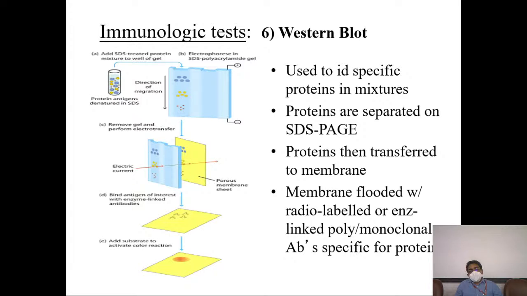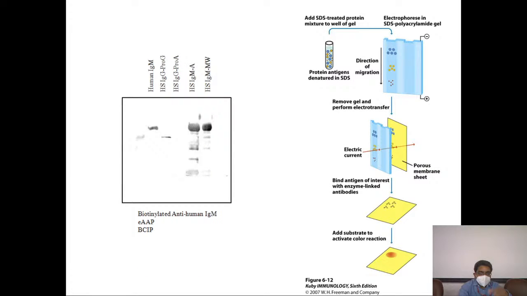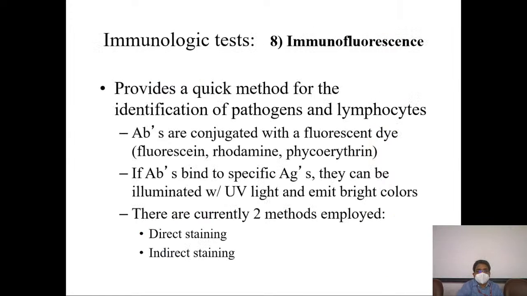It is used to identify specific proteins in a mixture. Proteins are separated on SDS-PAGE, transferred to a membrane, and the membrane is flooded with enzyme-linked antibody, like in the ELISA. This way a pattern of different reactions comes, and we get to know whether the infection is there or not. Otherwise a single blot would not tell us; here we know this protein is there, this is not there, and we come to a conclusion whether the infection is there.